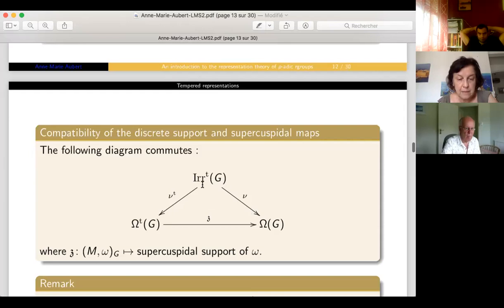So we have already these maps nu and nu_T. Omega(G) is a set of supercuspidal pairs. If you take a supercuspidal which is unitary, it is already discrete series. But when you take a representation in the discrete series of M, it is not necessarily supercuspidal, and so we can apply to it the map nu, but in M, and you get this map Z, which attaches to (M, omega) its supercuspidal support. And this triangle is commutative.